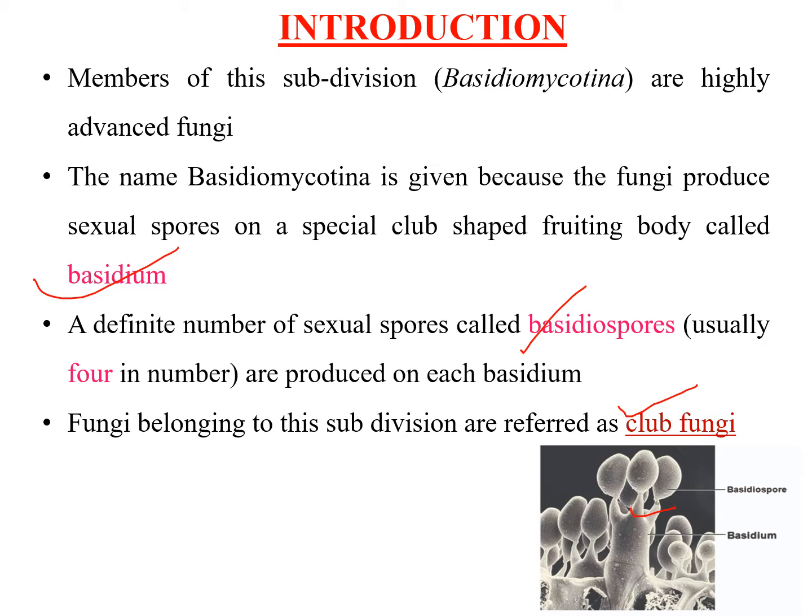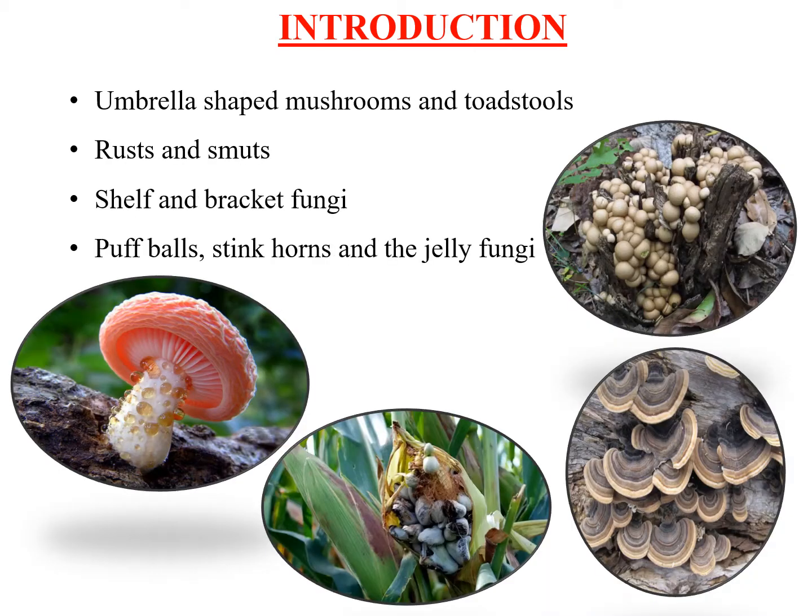So why is the name Basidiomycota given to the fungi placed under this subdivision? Because they produce a club-shaped fruiting body. That fruiting body is known as basidium, on which basidiospores are produced. Usually 4 basidiospores are produced, and these basidiospores are connected to the basidium through the sterigmata. That's why the name Basidiomycota.